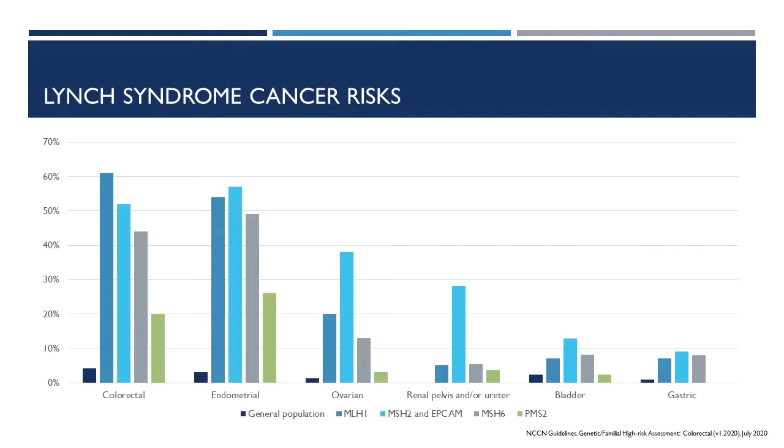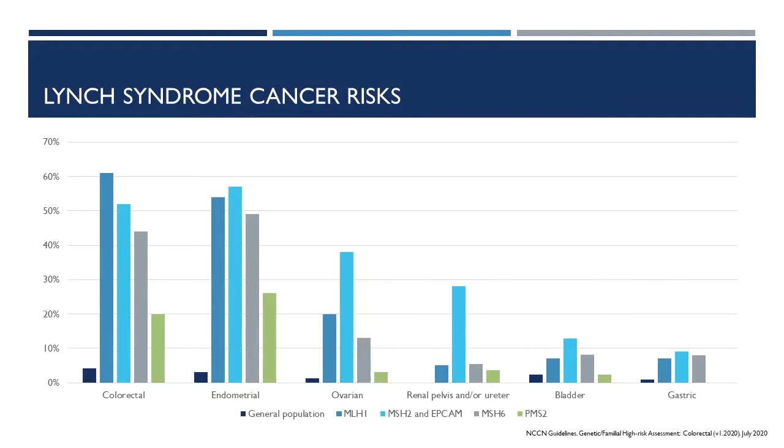The lifetime risk for colon cancer ranges from 46 to 61% for MLH1 mutation carriers, with an estimated average age of presentation at 44 years, to between 8.7 to 20% for PMS2 mutation carriers, with an estimated average age of presentation of 61 to 66 years.